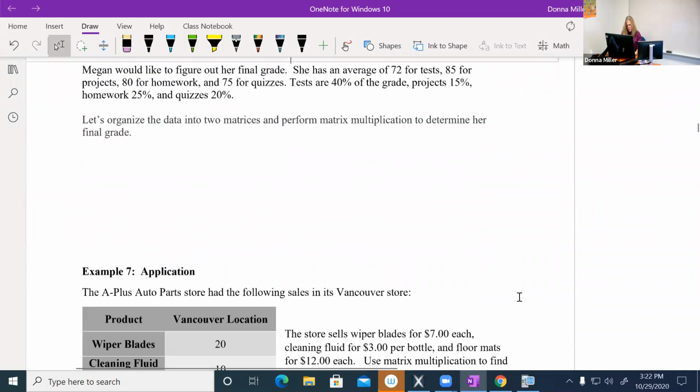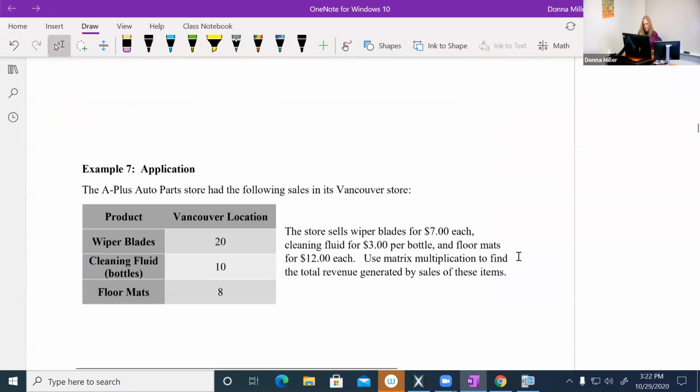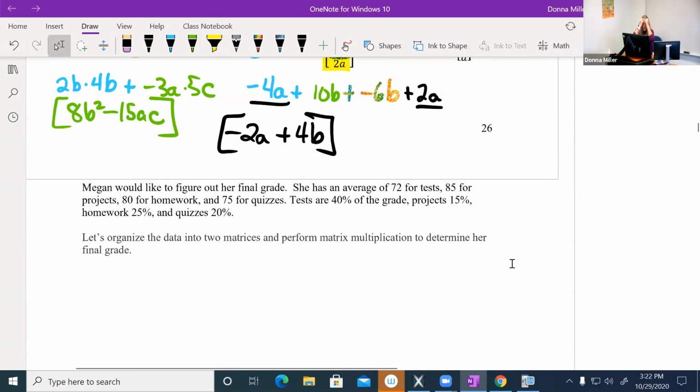I want to do these word problems, and I'm going to work a matrix one with you that's not just a simple 1-by-1, because I want you to see that at least once. All right, so let's look at this problem. Megan would like to figure out her final grade. She has an average of 72 for tests, 85 for projects, 80 for homework, and 75 for quizzes. Tests are 40%, projects 15%.